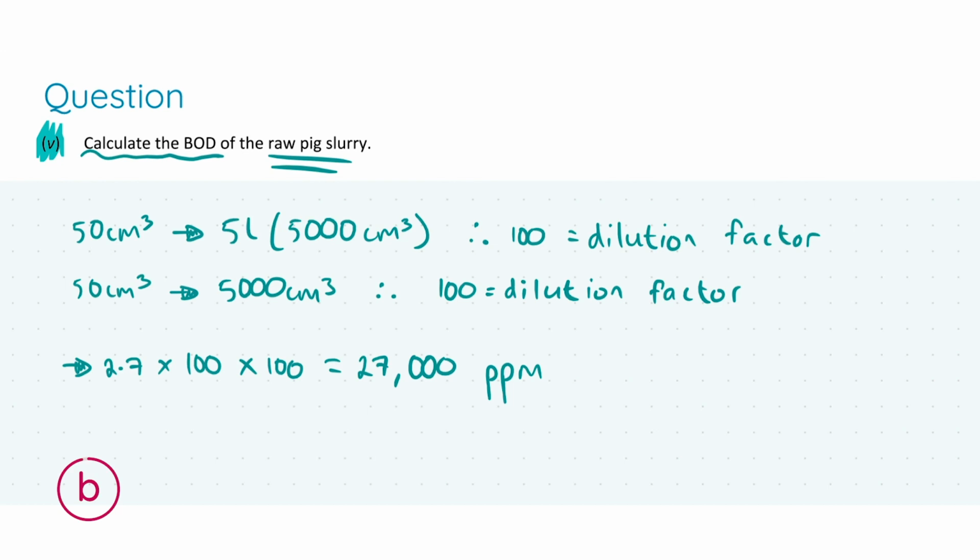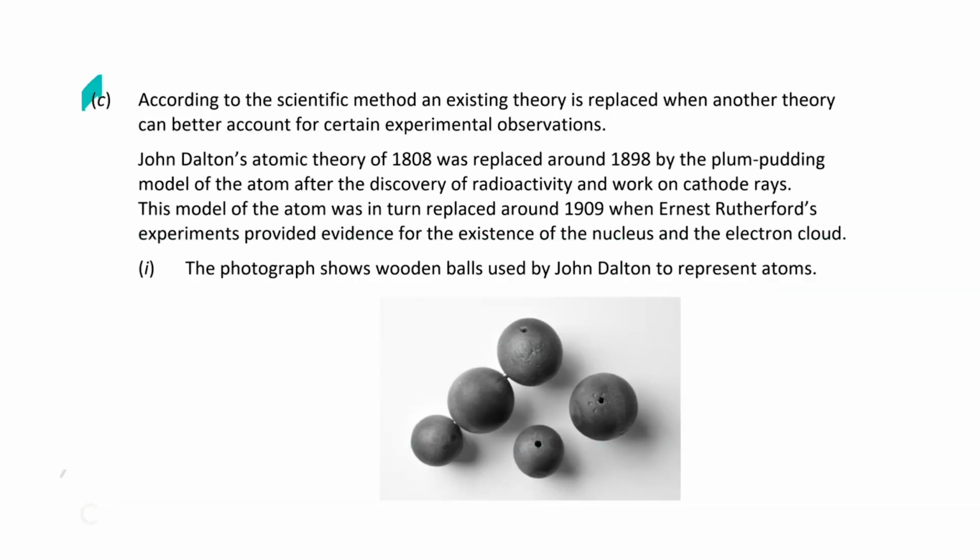And yeah, that's our final answer. In this case, there were 4 marks going for this question, and the breakdown was fairly simple. There were just 4 marks going for your final answer, but I hope I was able to give you a little bit of insight as to why you have to multiply by 100 and why you have to multiply by 100 twice in this instance, because you are diluting the sample twice. Now we're going to move on to part C.